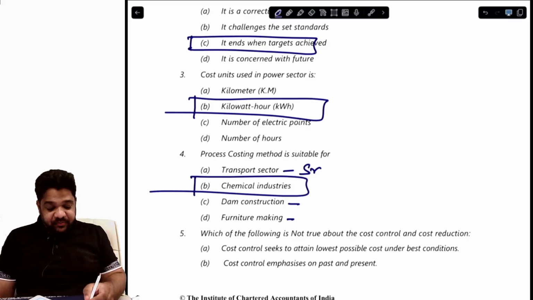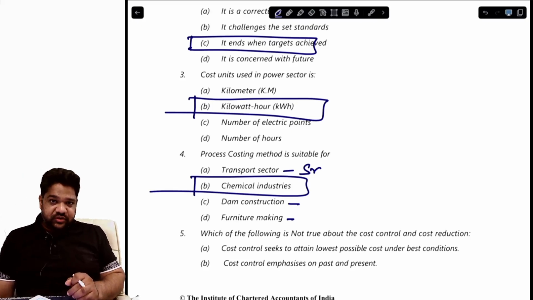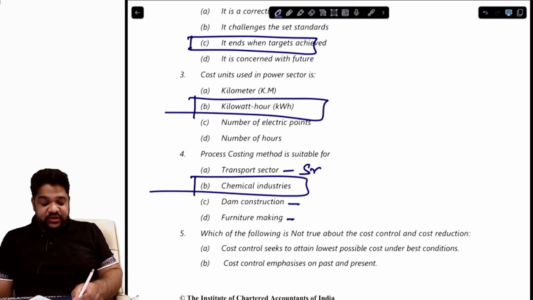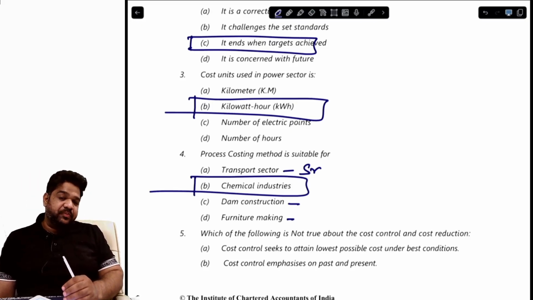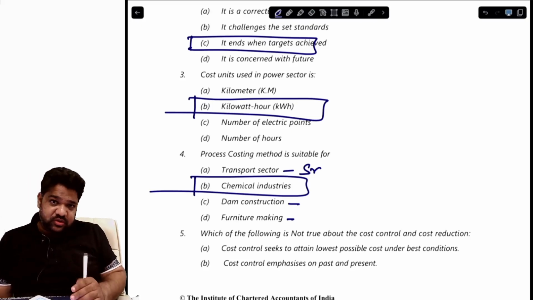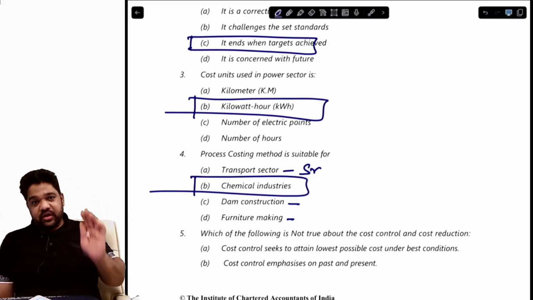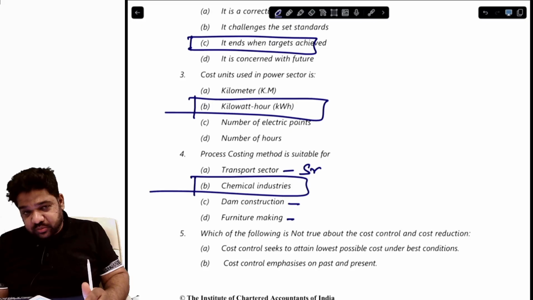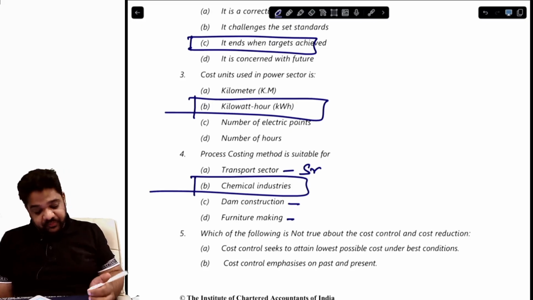Just fun activities. Which of the following is not true about cost control and cost reduction? So we have already seen cost control and reduction. Let's see. Cost control seeks to attain the lowest possible cost under best conditions. It is false. It does not seek the lowest possible cost. It seeks the cost which we have planned for. Cost reduction tries to achieve the lowest possible cost with the best conditions. It is not the other way around.